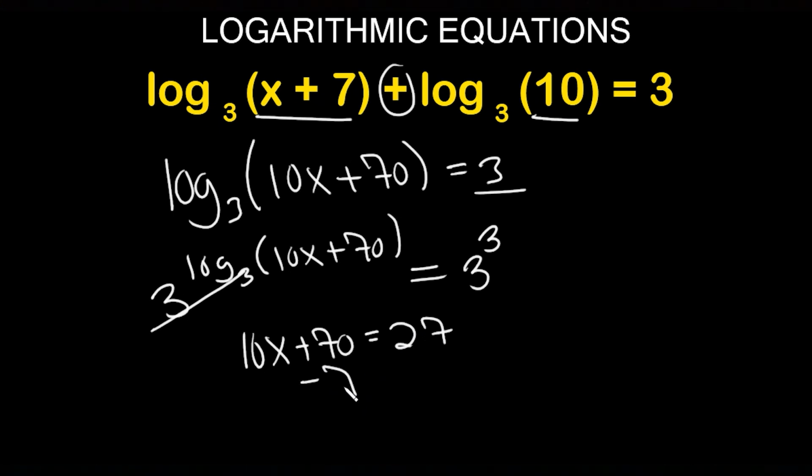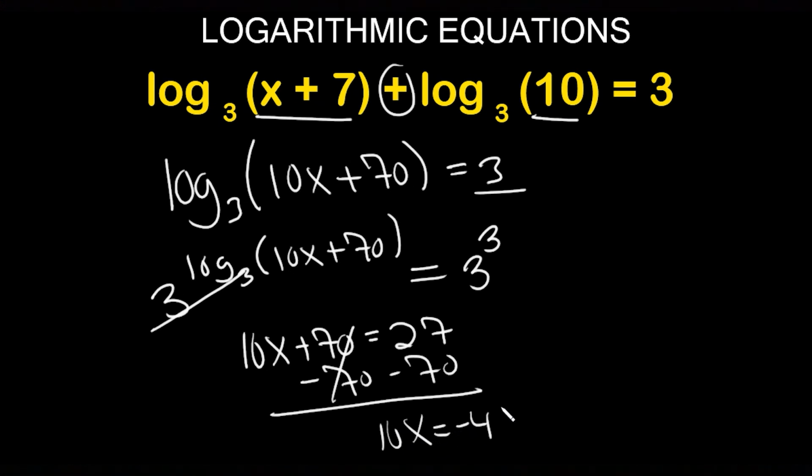So I'm going to minus 70 on both sides. Okay, 27 minus 70 will give us negative 43. So I'm left with 10x equal to negative 43. And then my last step, divide both sides by 10. So x is equal to negative 43 all over 10. And we can leave it like that.